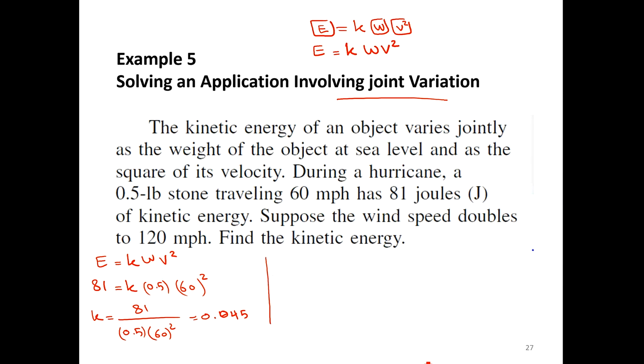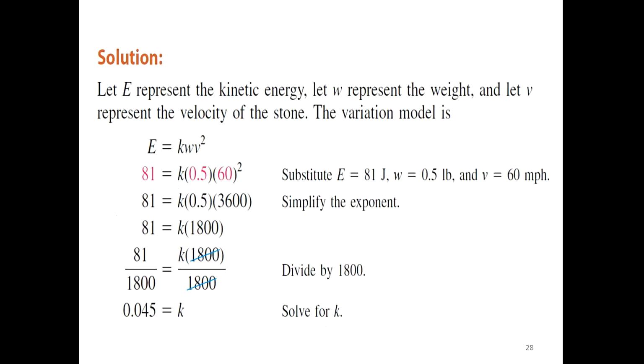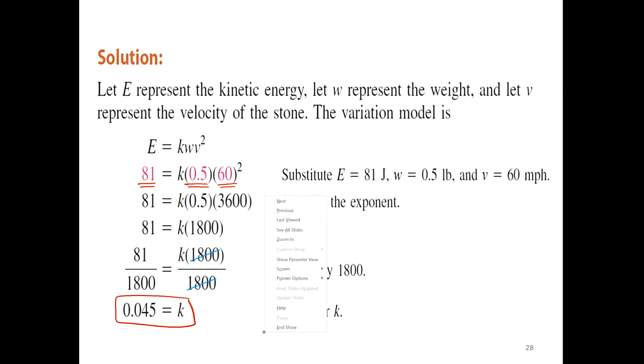Okay, we have energy equals K W V squared. So K equals what? 81 over the value of W multiplied by velocity squared. We need to divide the energy by this. So we have 0.045. This is the formula.